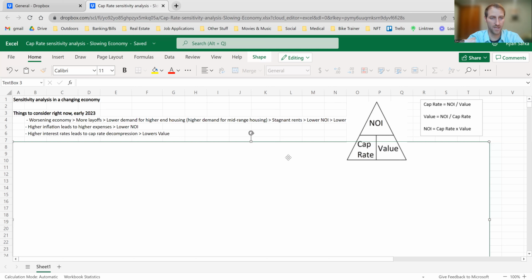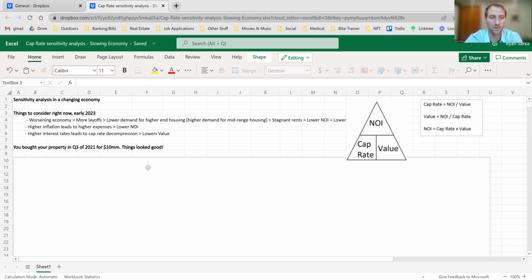While all of this is happening, we have higher inflation. We all know that the Fed has been increasing interest rates, which has been increasing inflation, which also leads to a lower NOI because an increase in inflation means increased expenses. And all of this, higher interest rates, everything, leads to a decompression of cap rates, meaning cap rates are going up, which lowers your value.